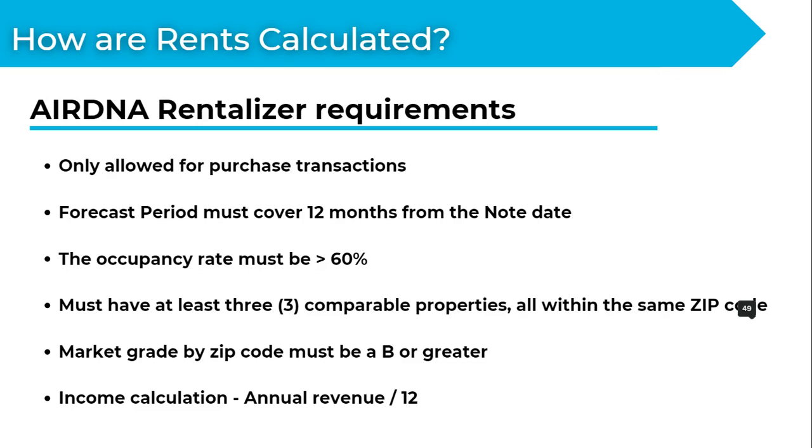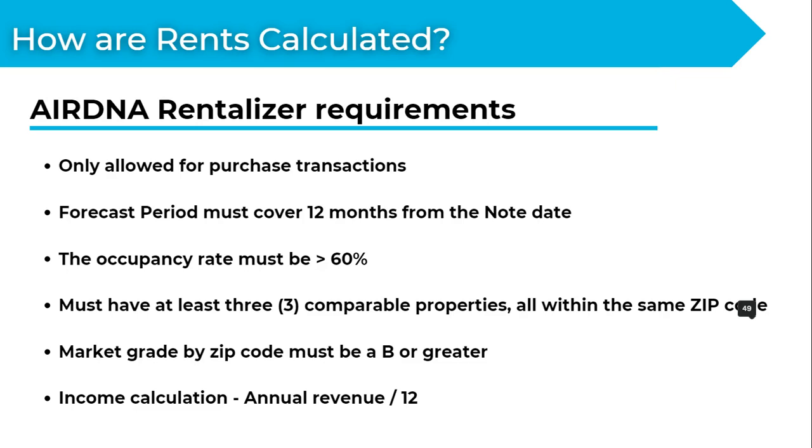So these are the requirements to be able to utilize it. First of all, like I said, purchase transactions. It must cover 12 months from the note date. The occupancy rate must be 60% or higher. Some lenders do require 65% or higher. There must be 3 comparable properties all within the same zip code.